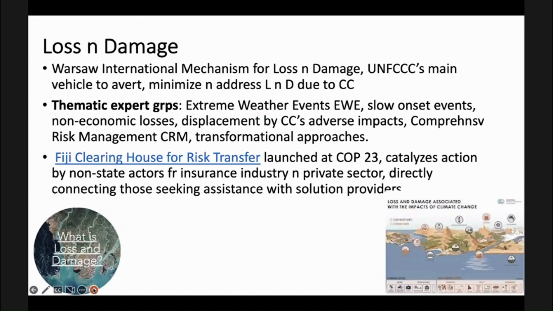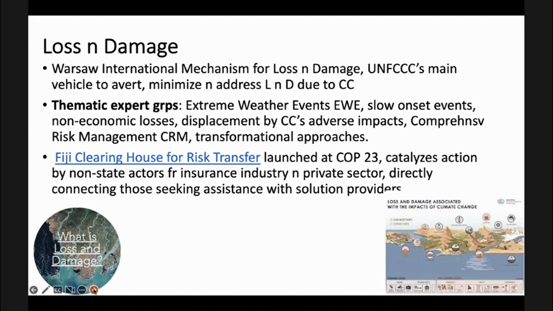Loss and damage, this is the key. It has come out from the last few COPs, and in Warsaw, we enacted an international mechanism to deal with loss and damage, a vehicle to avert, minimize, and address. This is a diplomatic word, but compensate for countries that have been feeling the impact of loss and damage due to climate change through no fault of theirs, but by actions taken by others.